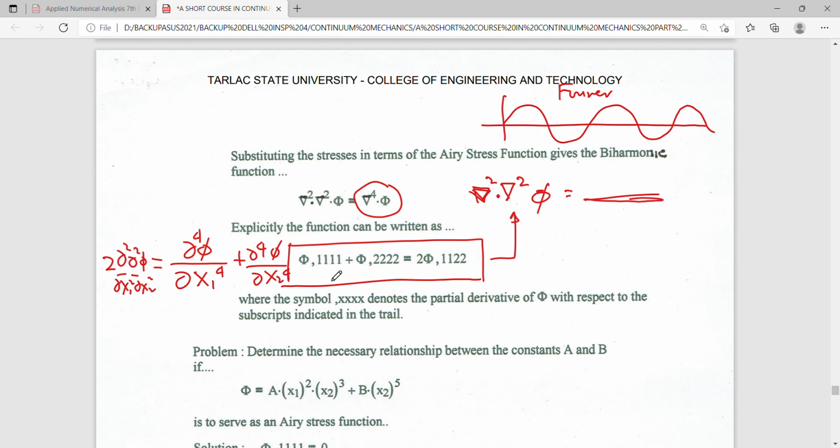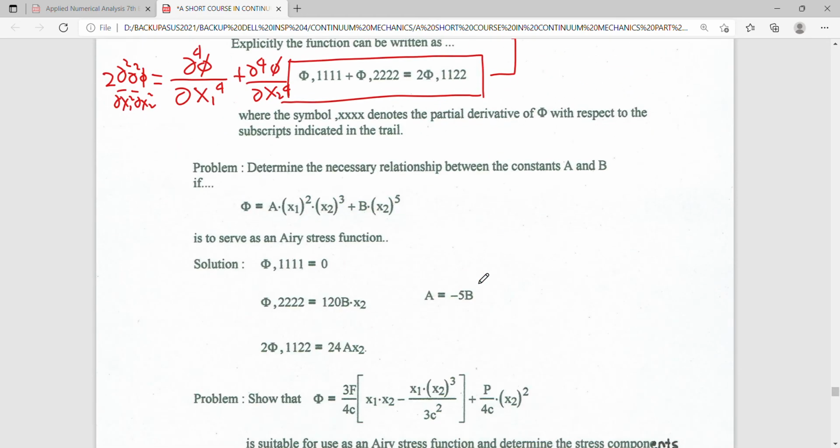Okay, so if the trail is 1, 1, 1, 1, these are all x1s. And if this is 2, 2, 2, 2, these are all x2s. If this is 1, 1, 2, 2, it's x1, x1, x2, x2. Okay, so let's try to have an example here.